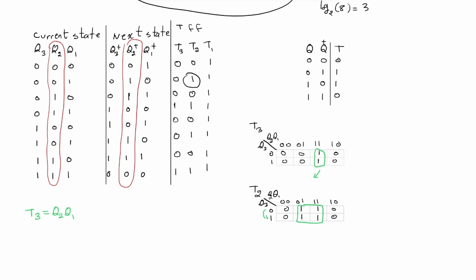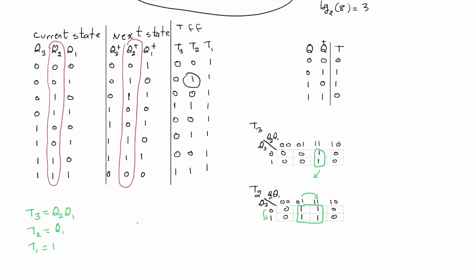From here to here, Q3 is changing, so we don't list it. And then from here to here, Q1 remains 1. So that means we can write the Boolean expression for T2 as equal to Q1. And then for T1, it's 1 all the way, so that means T1 is equal to 1. Next we can take these three equations and design our circuit.